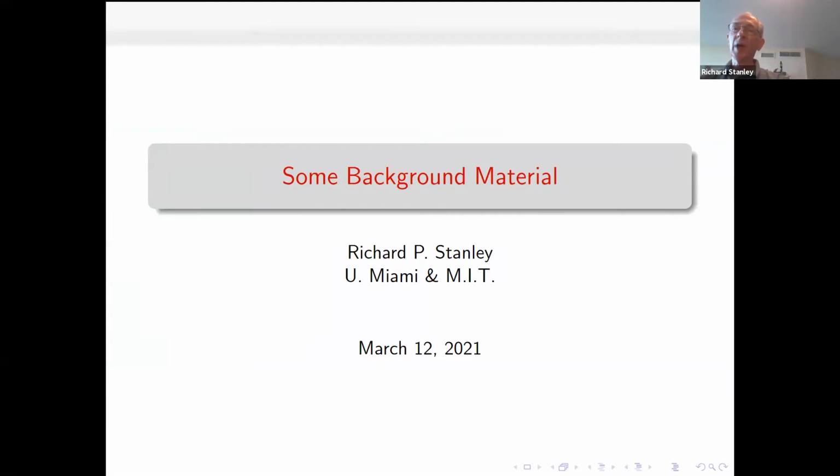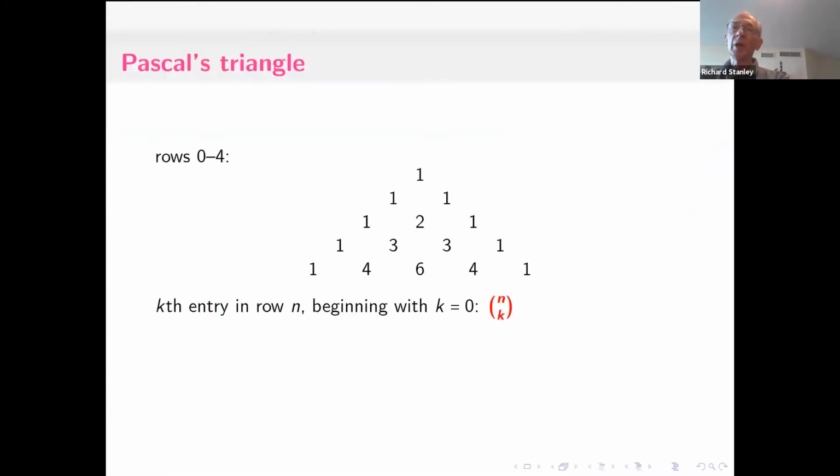I'll begin with three topics that will be useful when I get to the main material. First, let's consider Pascal's triangle, and I'll discuss some aspects of it which I want to find analogs or generalizations of. This triangle is familiar to everyone, and my indexing always begins with row 0, and the entries in the nth row begin with the 0th entry.